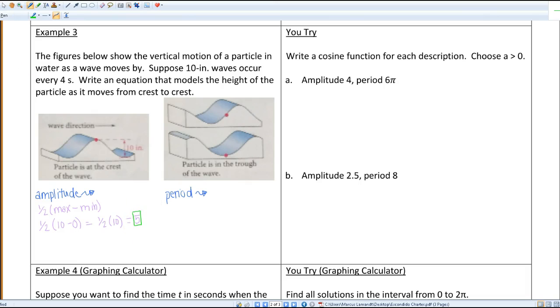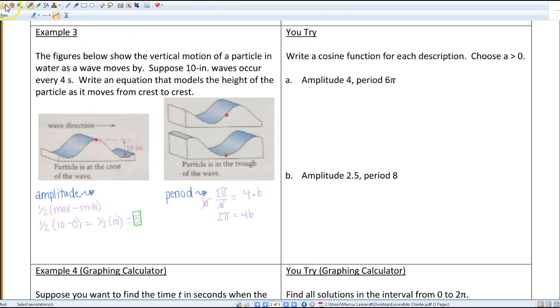Now, the period, in the problem it says that the waves are coming every 4 seconds. So we know that the period is going to be 4. So 2 pi over b equals 4. But in order to find my equation, I need to figure out what b is. So I'm going to work backwards and try to solve for b using this equation. First thing I'm going to do is multiply both sides by b. The b's cancel out over here, and I'm left with 2 pi equals 4b.